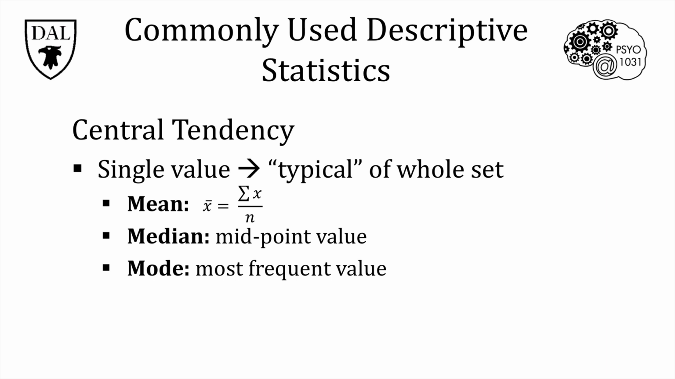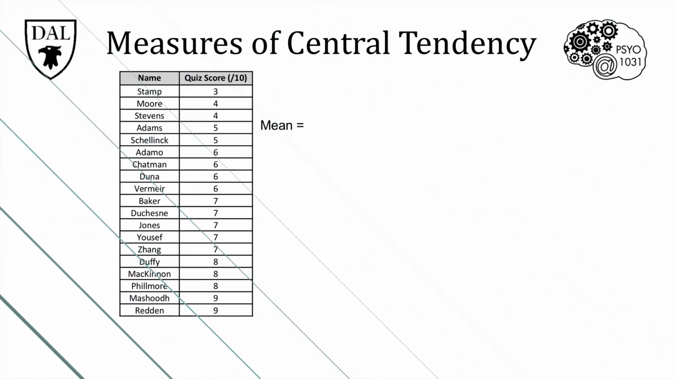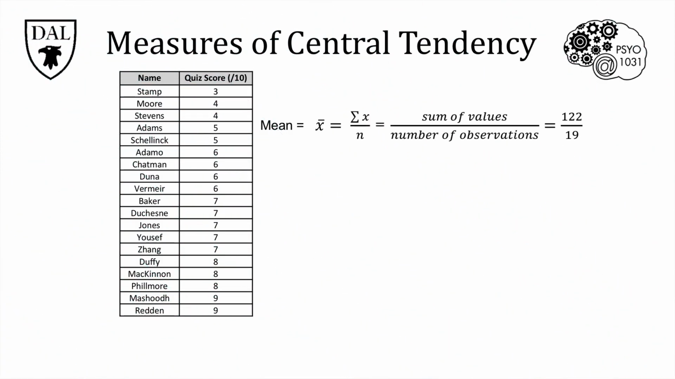Let's look at these measures of central tendency in our quiz scores. By adding up all the numbers and dividing by our n, the number of quizzes, our mean works out to 6.4. Note that not one of the students actually scored a 6.4, since this wasn't a possible value, but it does give us a sense of how the group did as a whole.